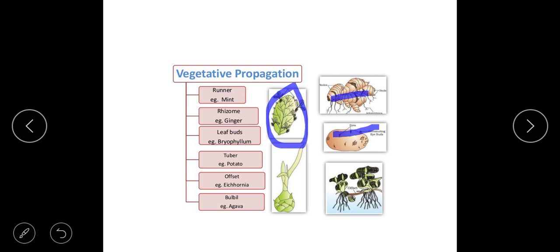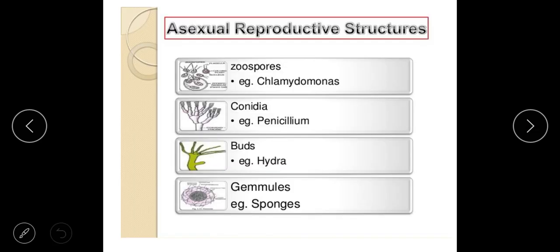Then here you can see the bulbil and the offset. Bulbils are seen in Agave, which are flower buds, and offset is a type of sucker seen in water hyacinth. Water hyacinth is of prime importance because it will be included in the last unit of your syllabus, that is the environment or ecology.